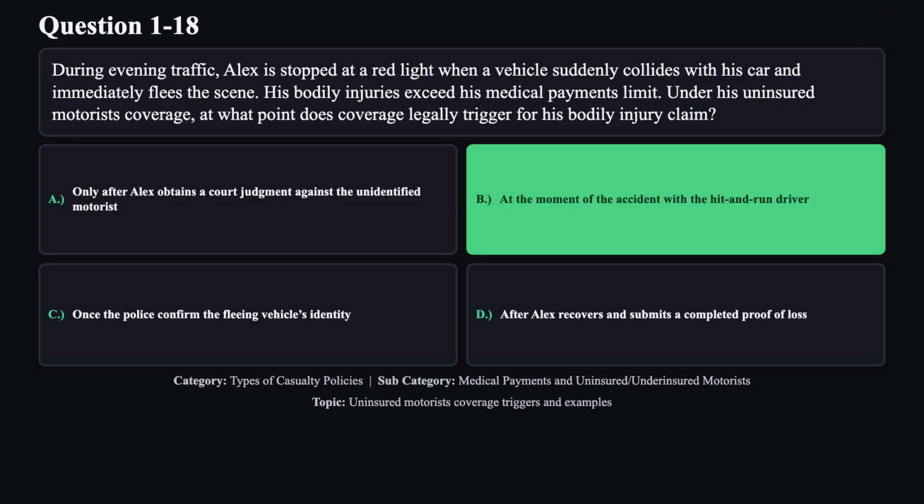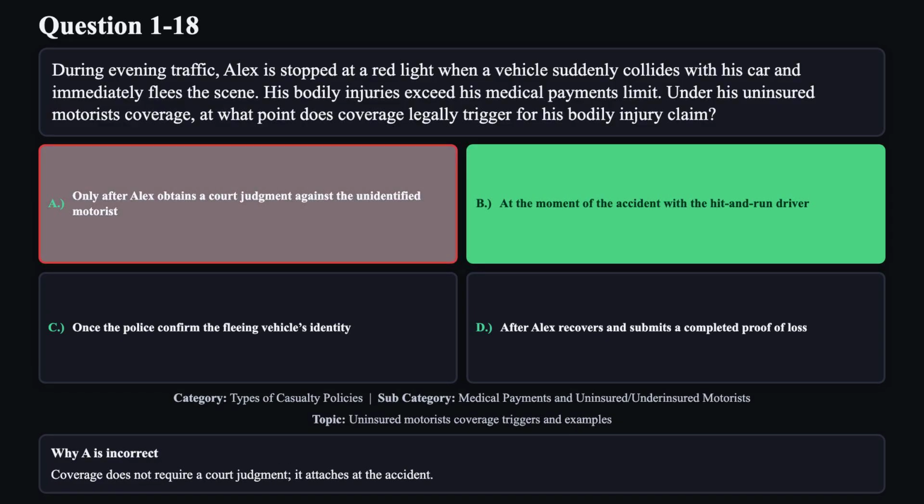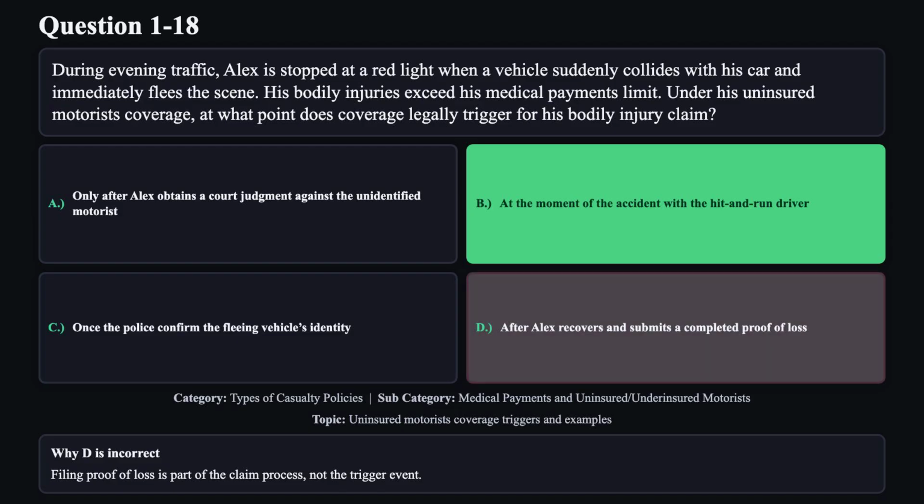The correct answer is B. Uninsured motorist coverage is triggered at the time of the accident with an uninsured or hit-and-run vehicle, regardless of later legal proceedings or police identification. Reason A is not correct. Coverage does not require a court judgment. It attaches at the accident. Reason C is not correct. Police identification is not a condition precedent to triggering coverage. Reason D is not correct. Filing proof of loss is part of the claim process, not the trigger event.